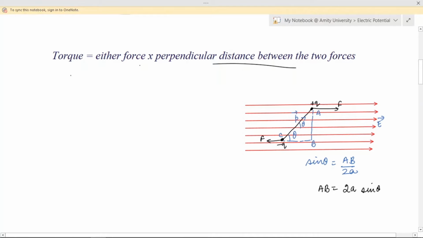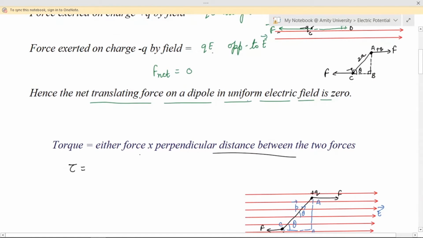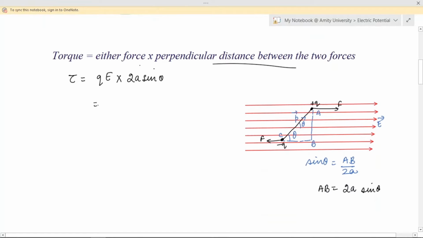Now according to this, the torque exerting on the dipole is either force, we have just seen that the magnitude of force is QE, into the perpendicular distance, which is now 2A sine theta. Just rearranging it, what do we get? We can rearrange it as Q into 2A into E sine theta, where Q into 2A is the dipole moment. So we can express torque as PE sine theta, where P is the dipole moment, E is the electric field, and theta is the angle which the dipole moment makes with the electric field.